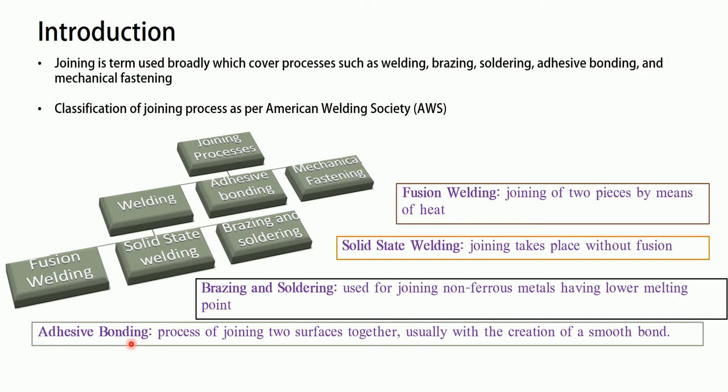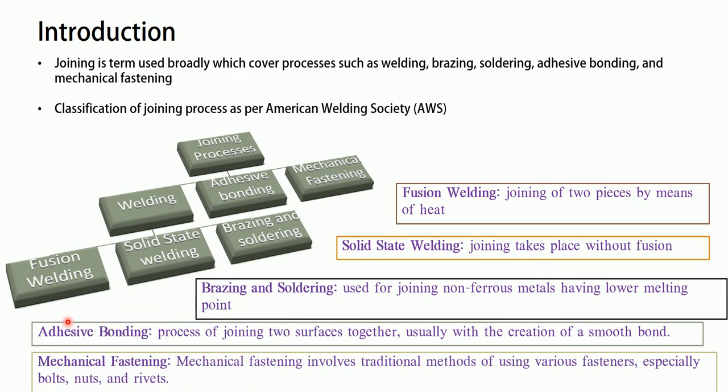Then adhesive bonding is a process of joining two surfaces together, usually with the creation of a smooth bond. So with the help of this bonding process, the joining takes place. With the help of some chemicals or adhesives, the joining process is done, especially for two dissimilar materials. Where this process is carried out, it is called adhesive bonding.